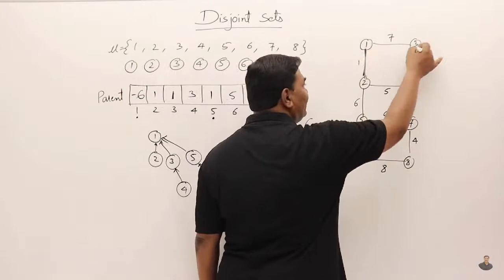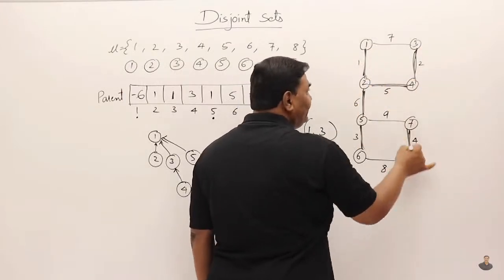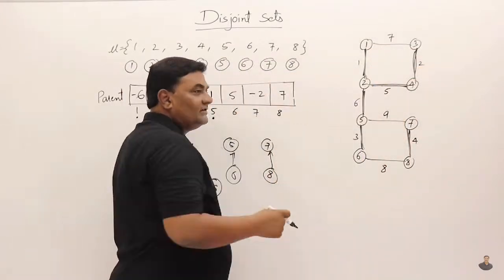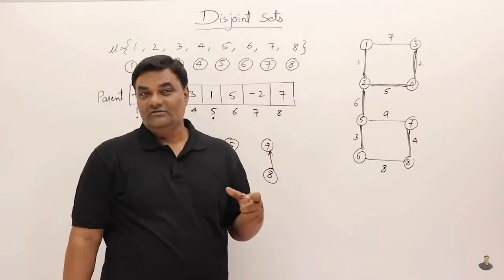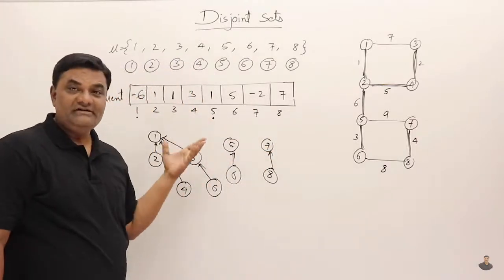See, so far we included these edges, right? We have included these edges. And if we include 1, 3, this will form a cycle. So don't include this one. So that's how inclusion of any edge, will it form a cycle or not, we can know it with the help of this disjoint sets.